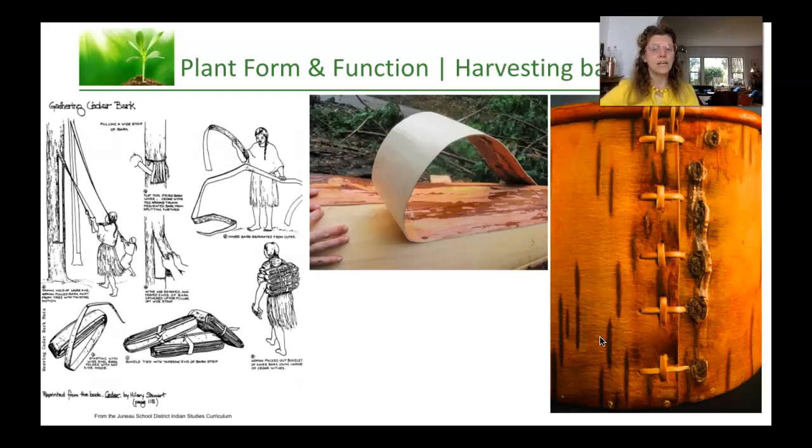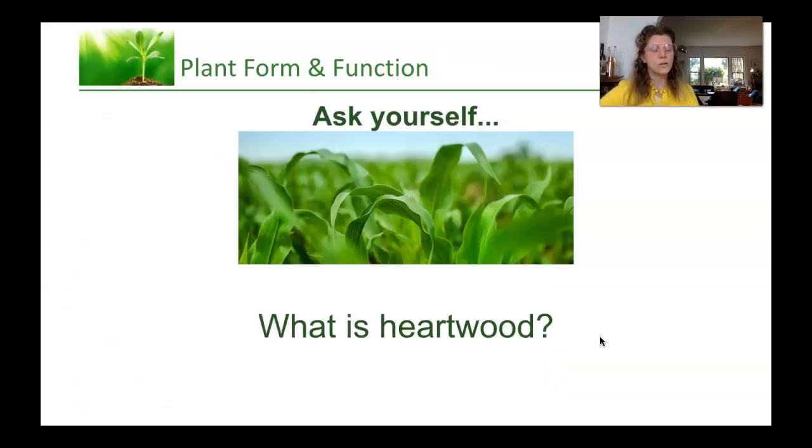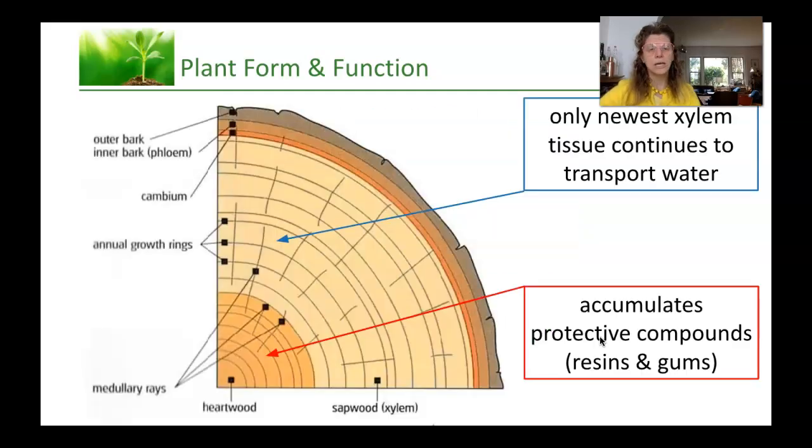A lot of native peoples, particularly here in the Pacific Northwest, have taken advantage of that and harvest bark to make things. This is just an example of harvesting bark from a western red cedar, and how this bark is harvested off of a dead tree and made into something like a basket.